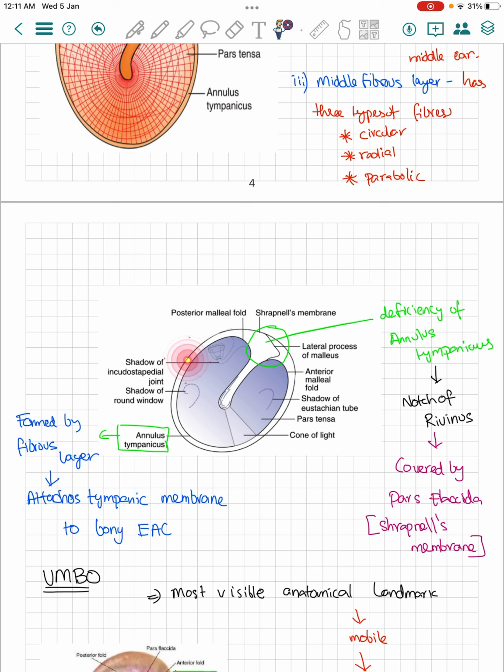It encircles the tympanic membrane, but this annulus is deficient, or not present, at one part, at the head of the lateral process of malleus. There will be a deficiency here. This is known as the notch of Rivinus. This is covered by a membrane known as Shrapnell's membrane, or the pars flaccida.